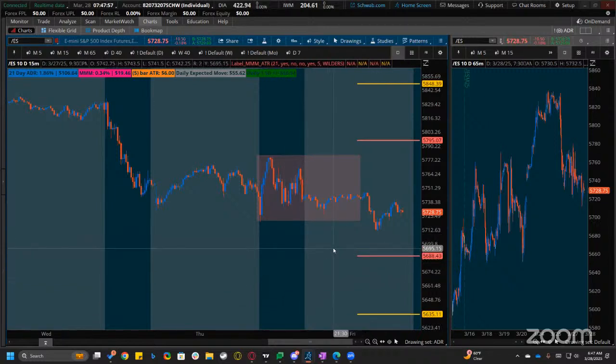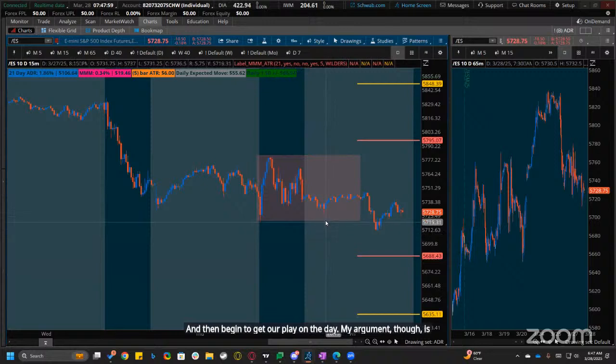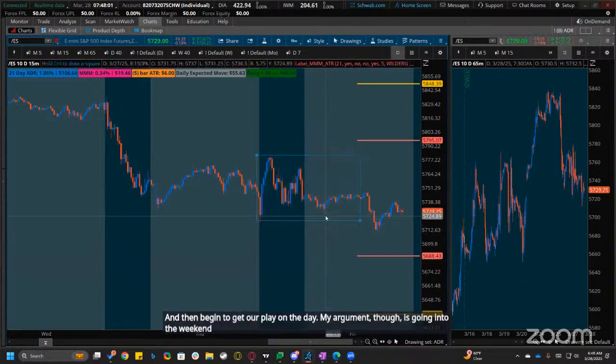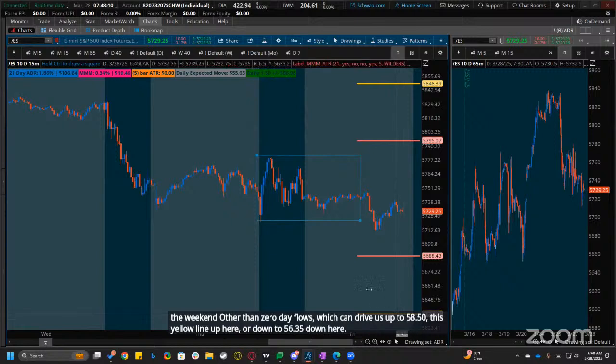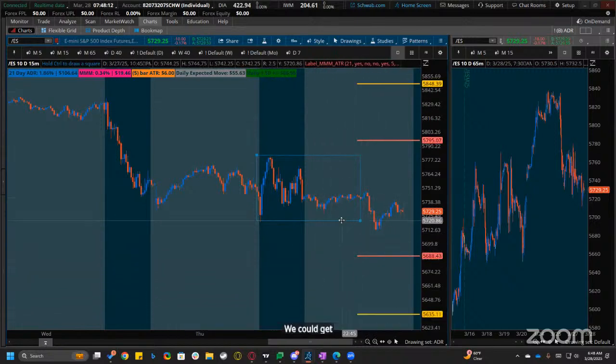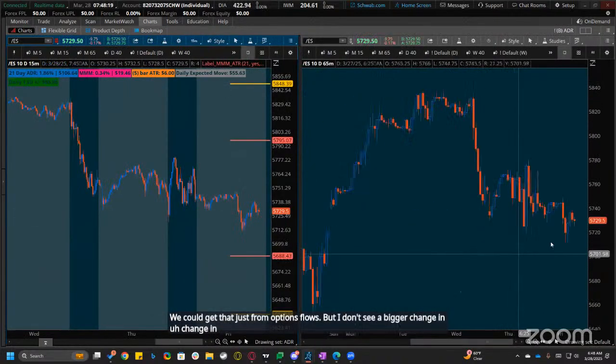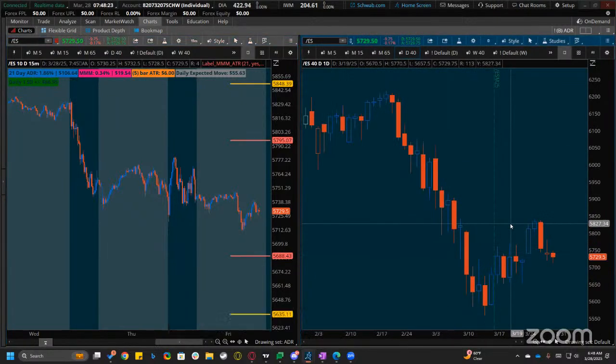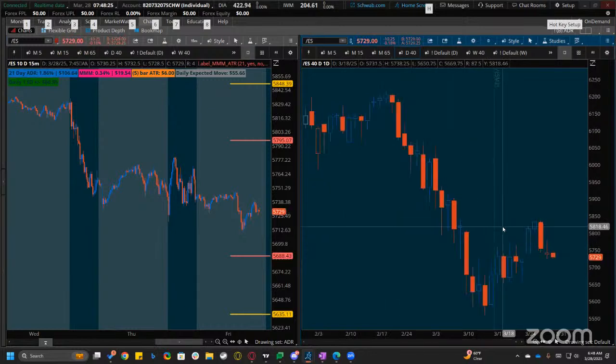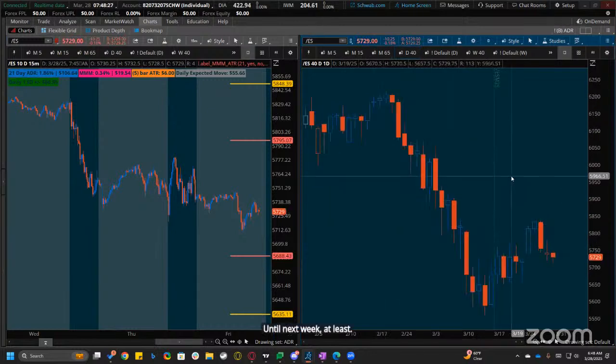My argument, though, is going into the weekend, other than 0-day flows, which can drive us up to 58.50, this yellow line up here, or down to 56.35 down here. We could get that just from options flows, but I don't see a bigger change in our situation until next week at least, because we've got to get that tariff news.